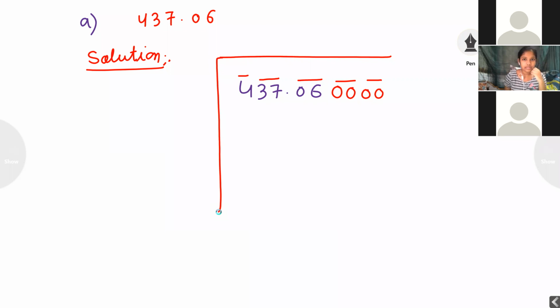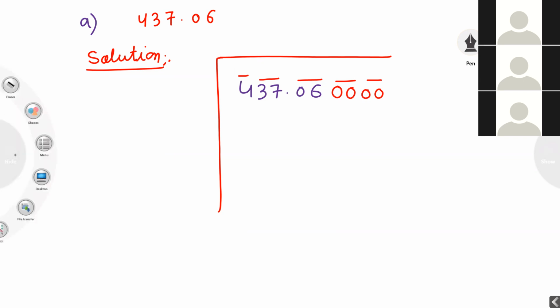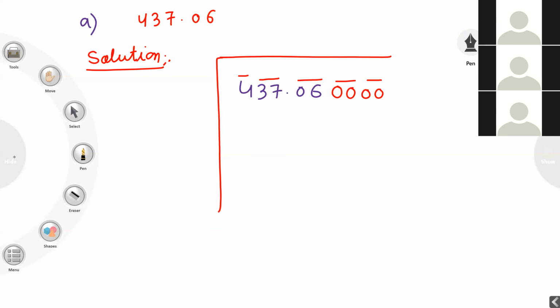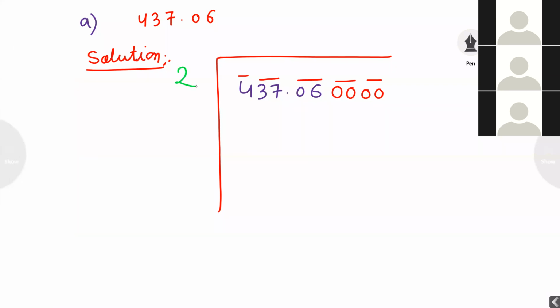Now the first digit is 4. Which squared number should I take? That value will be less than or equal to 4. Now I am taking 2. 2 2s are 4. I will write 2 in 3 places: 1 here, up and down. 2 plus 2 is 4, and 2 2s are 4, 0. Again I am bringing down 3 7.